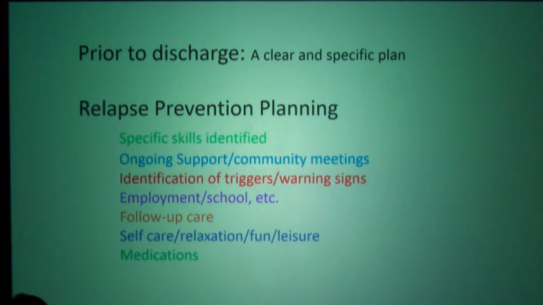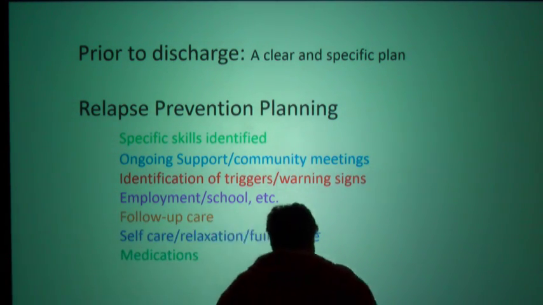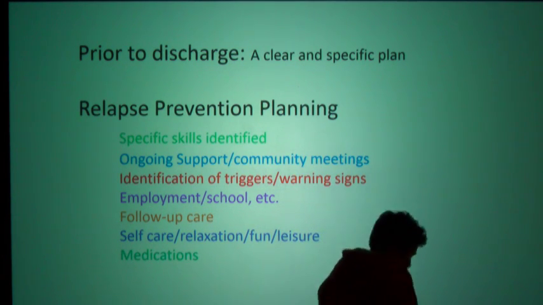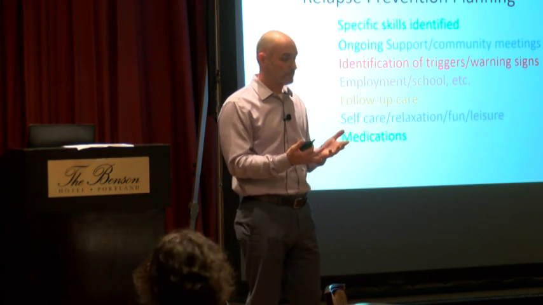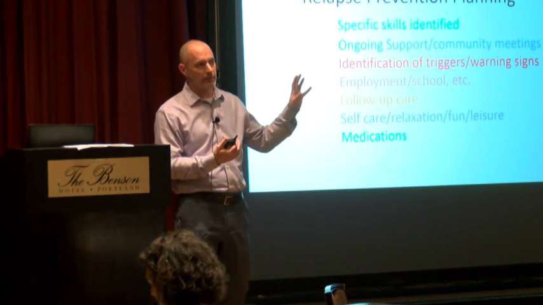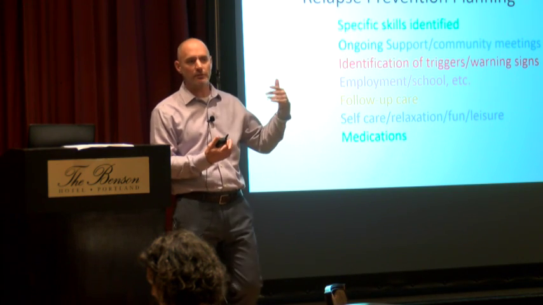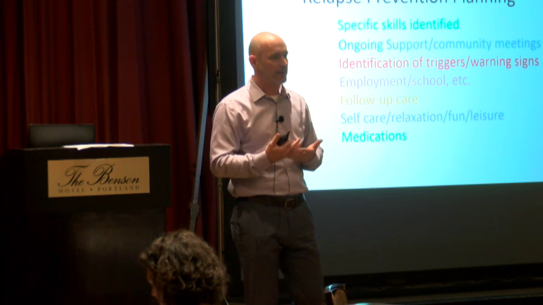What's going on with employment, school? What kind of follow-up care is going to happen when they leave residential treatment? Am I coordinating with these other professionals? And then what about self-care, relaxation, fun, leisure? That's an important piece of a relapse prevention plan. It's not all blood and guts, you know. It's also how are you going to take care of yourself? And that comes back to my earlier talk around resourcing. And how do we give the nervous system those things that feel good?